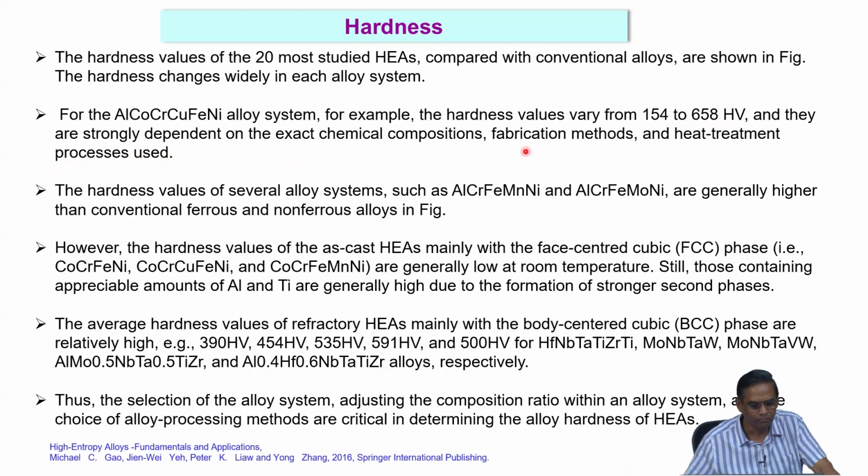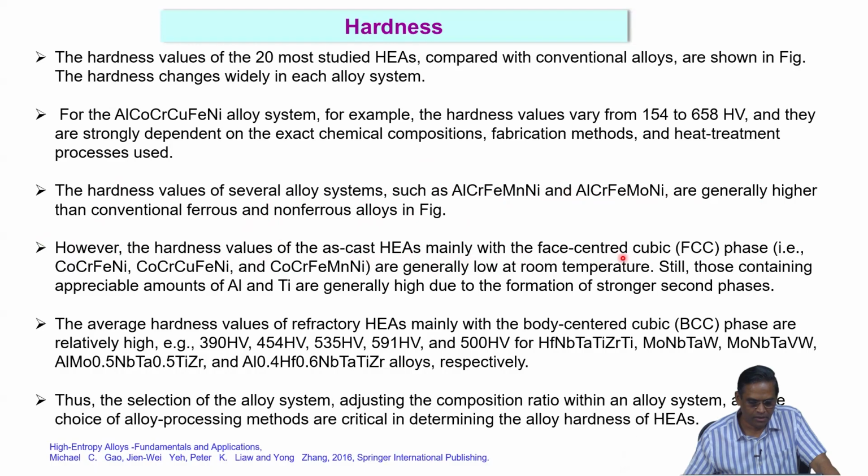Obviously, we all know what kind of different fabrication methods are being used for producing high entropy alloys, and every processing method will have its own influence on producing a particular microstructure. Of course, it can be heat treated to any required hardness. For example, the hardness values of other systems like aluminum, chromium, iron, manganese, nickel, or aluminum, chromium, iron, moly, nickel are generally higher than the conventional ferrous and non-ferrous alloys. That's what we have seen in the figure.